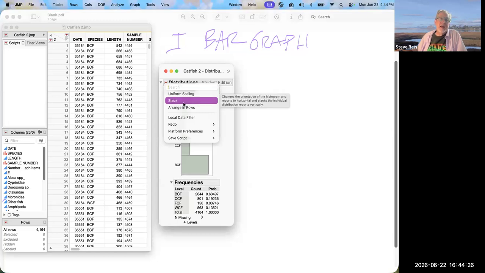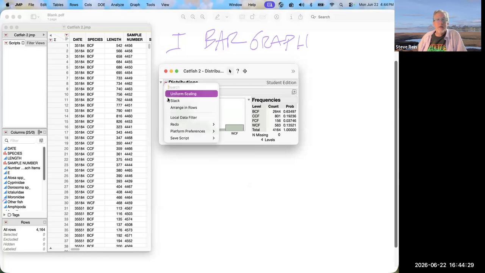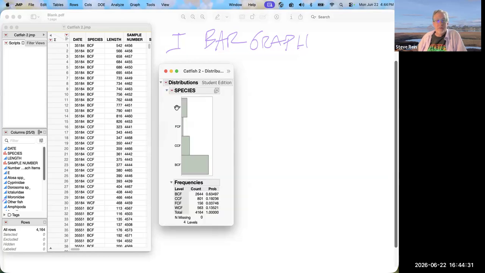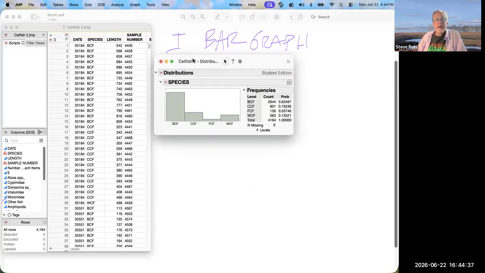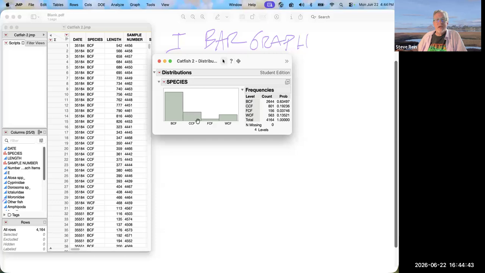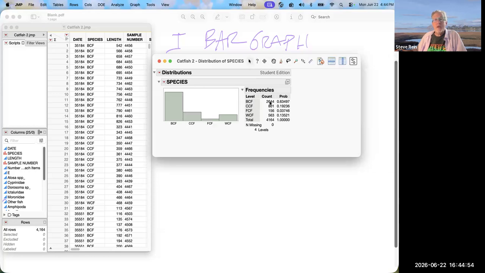I'm going to click this thing called stack. I'm going to turn on stack as opposed to turning it off. Whereas the vertical format, I like the horizontal format, the stacked format. And what I spot here is there's more BCF or blue catfish than there are CCF or channel catfish. White catfish seems to be in third place occurrence-wise, and FCF flathead catfish is in fourth place. And you can even see a count of each: 2644 of the blue catfish, channel catfish 801, white catfish 563, flathead catfish 156.